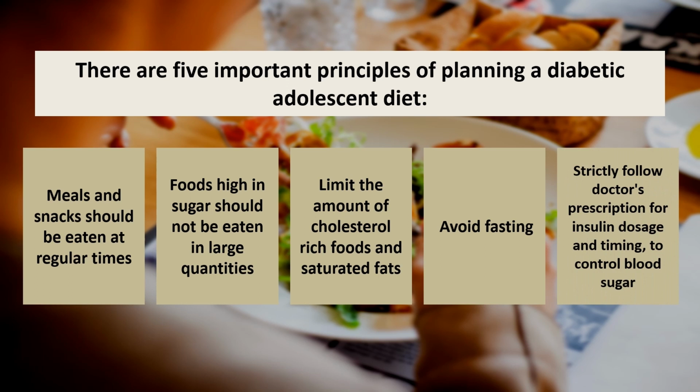So, an adolescent, if he or she is a juvenile diabetic, should not keep himself or herself without food for longer durations, because it will lead to either hypoglycemia, a decrease in blood sugar level, or it can even cause hyperglycemia in some cases, and both these conditions can be fatal for juvenile diabetics. Strictly follow the doctor's prescription for insulin dosage and timings to control the blood sugar levels. Juvenile diabetics will be on insulin, so the dosage and its timing should be regulated and monitored very carefully.